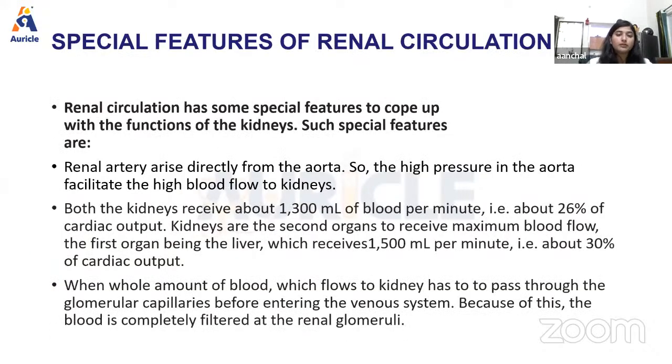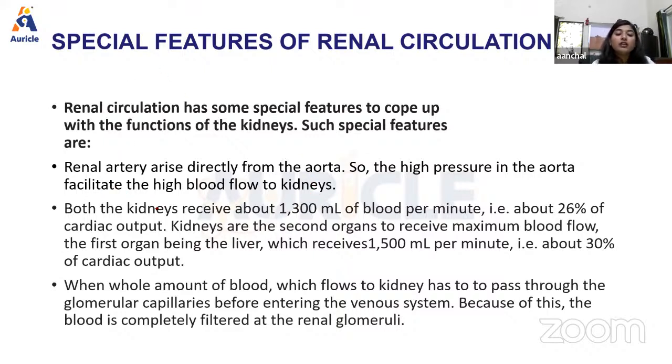Okay, now talking about some special features of renal circulation. Renal circulation has some special features to cope up with the function of the kidney, and we're going to discuss them. Like the renal artery arises directly from the aorta. This is the direct branch of the aorta. So the high pressure in the aorta facilitates the high blood flow to the kidney. This feature we have already discussed.